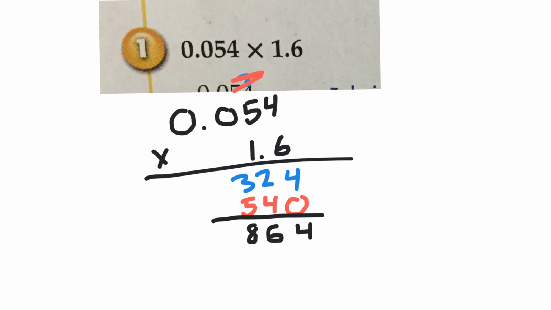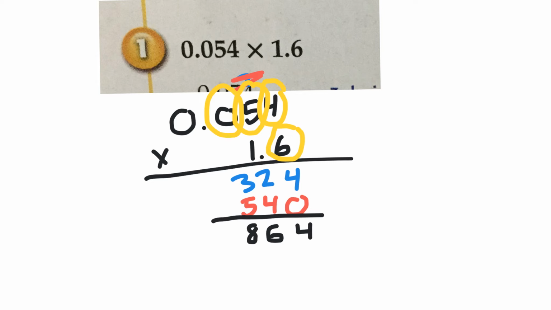Okay, so 864, but I need to figure out how many decimal places I need. So how many do I need? Let's count them. I need 1, 2, 3, 4. You see how that works? I have 4 numbers that are in a decimal place. So I need 4 numbers on the right side of my decimal.